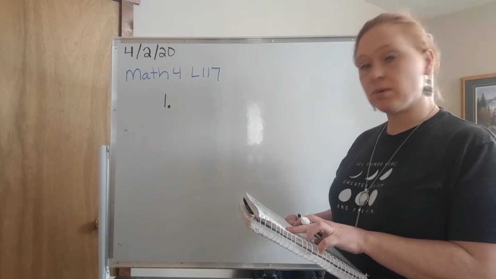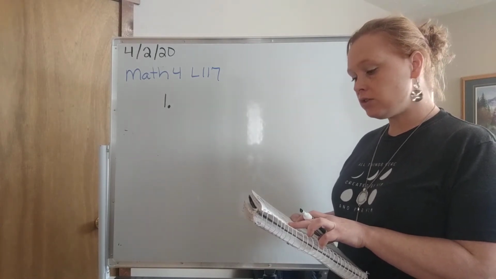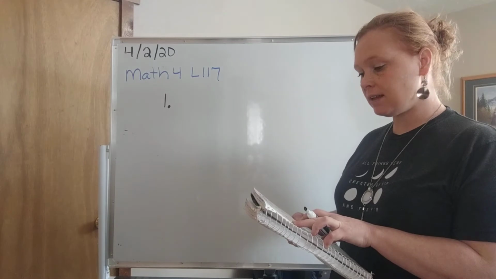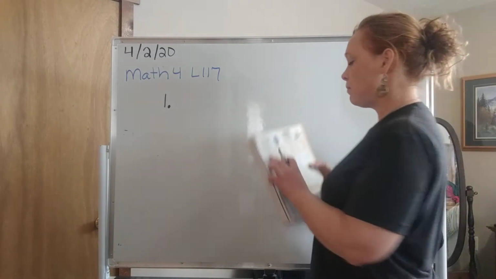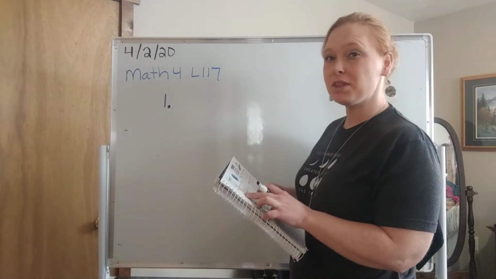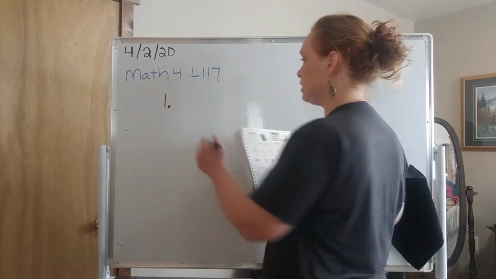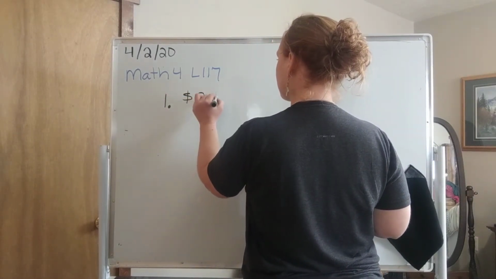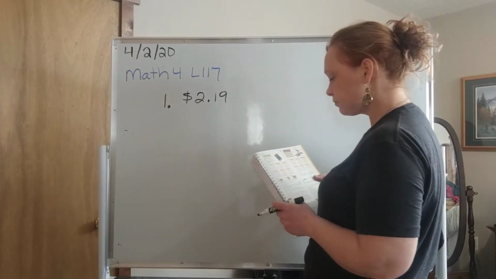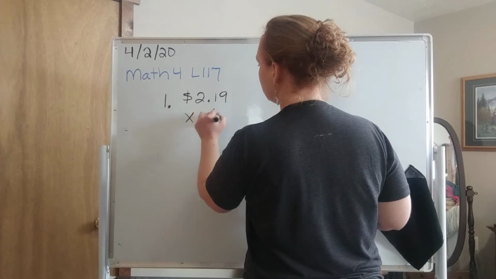And what does it say on number 1? It says scissors. Okay, so the scissors cost $2.19 and they need how many? 57. Okay, so that's my multiplication problem. And I always want to put the number that has the most numbers on the top. So $2.19, I want to put that on the top. Okay. And I want to multiply it times 57.